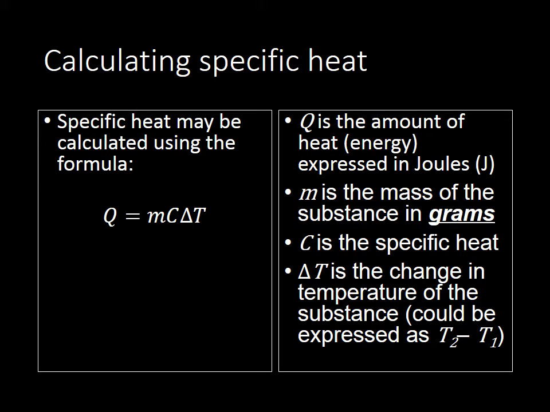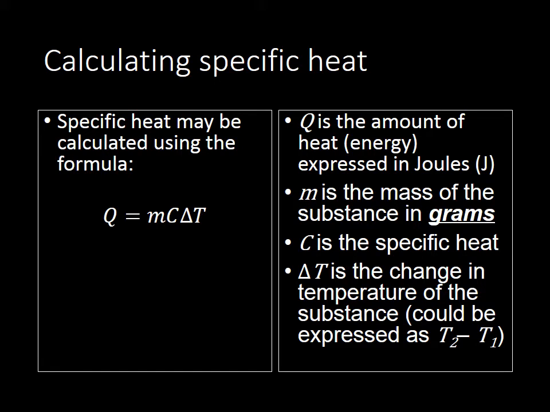So how do we calculate specific heat? Well, specific heat may be calculated using the formula Q equals mc delta T, where Q is the amount of heat or energy that's expressed in joules. M is the mass of the substance in grams, and that's really, really important that you understand that that's in grams, because a lot of times they'll give them to you in units that have to be converted, like kilograms, or maybe they'll talk to you about milliliters or something like that, and we'll talk about in class how you do that conversion.